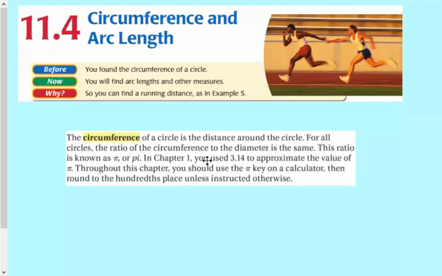It says here that we're going to be using the pi button on your calculator and then round to the nearest hundredth place unless otherwise indicated.